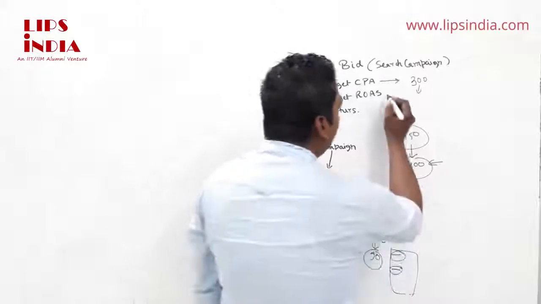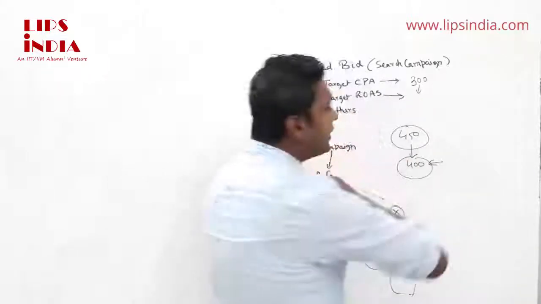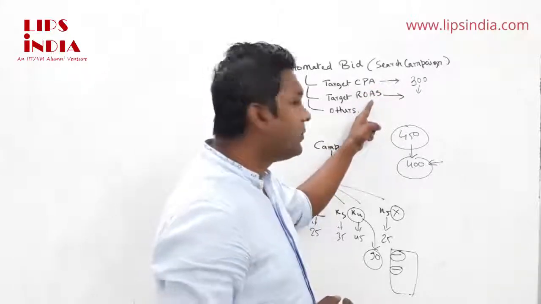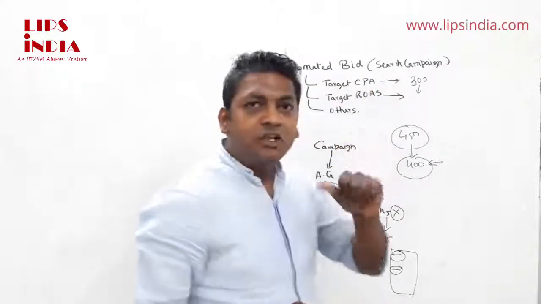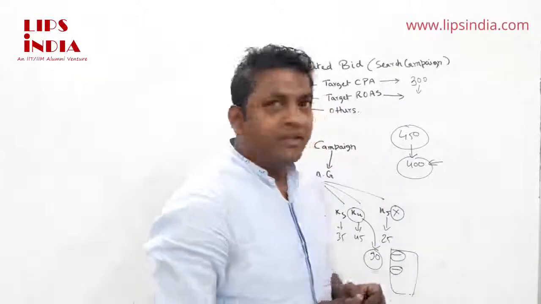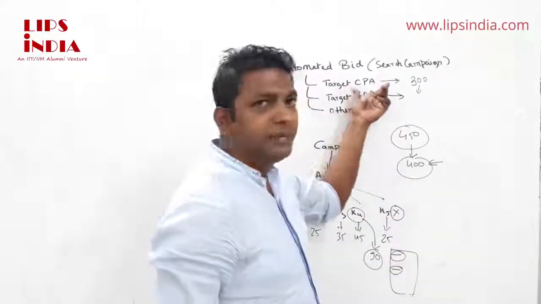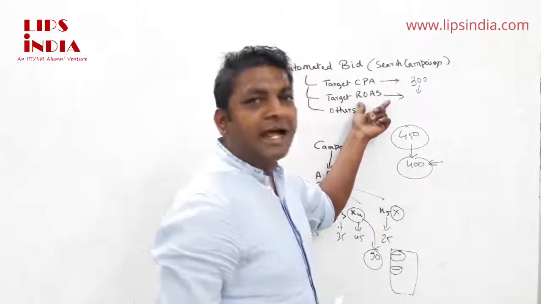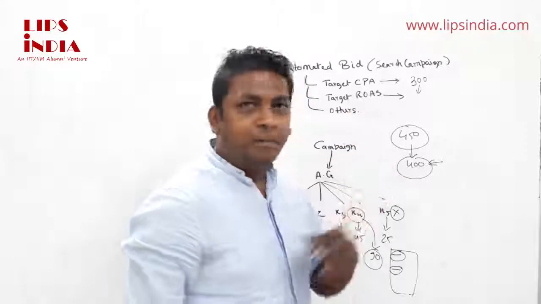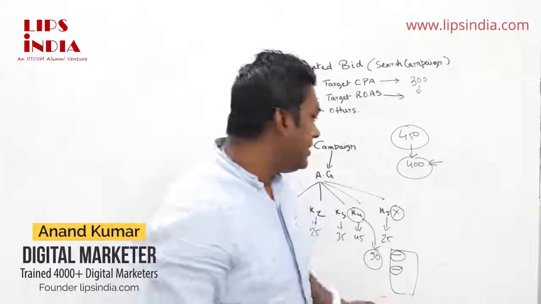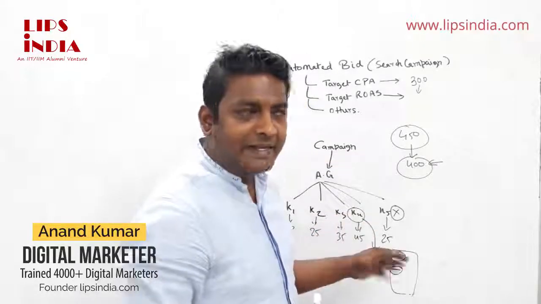And similarly, when you bid on ROAS, there is not much difference between a CPA bid and a ROAS bid. CPA is cost per acquisition, ROAS is return on ad spend. It's one and the same thing, except that in a CPA bid, you're talking about the absolute number of conversions. In a return on ad spend bid, you're talking about the value of those conversions. But eventually you would end up paying for clicks at the back end.